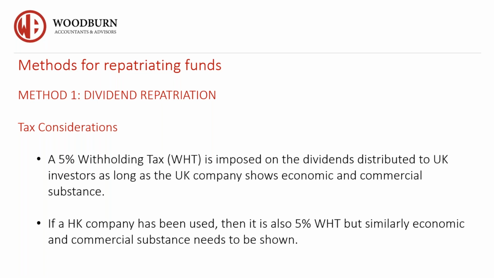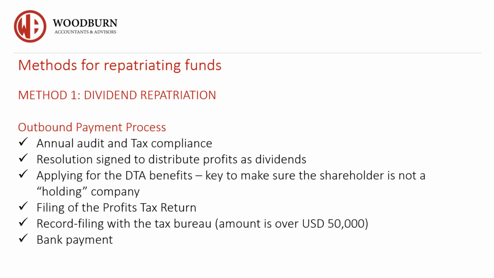Now, when you want to go through a dividend repatriation, you have to go through an outbound payment process at the bank. These are all the steps that have to occur in order to be able to then go to the bank. You have to have completed your annual audit and your annual tax compliance. You need a resolution that's signed by the board of directors to state that profits will be distributed as dividends. You need to do an application with the tax bureau to make sure that you can obtain the DTA benefits, which is where they will look and ask questions about the economic and commercial substance. The tax bureau at that point will want to see the filing of the profits tax return.